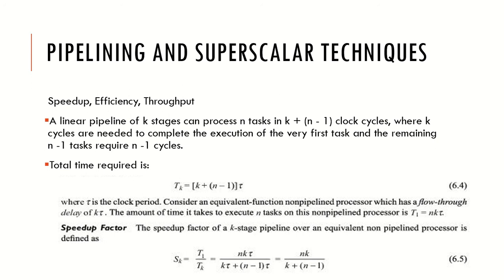So that is in the case of linear pipelines of k stages. The total number of clock cycles required for the final output to emerge is k plus n minus 1, where n is the total number of instructions, or total number of tasks. So the total time required by a pipeline is Tk equal to (k plus n minus 1) times tau, where tau is the clock cycle time.